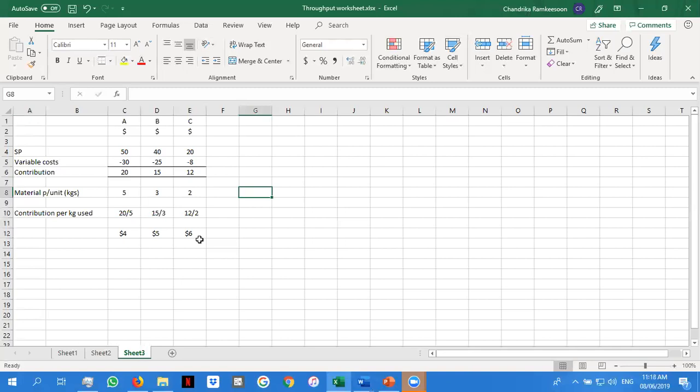Now, that is the same concept used with throughput, except with throughput, the only variable cost to remember is material. So we will do the same thing as what was done here, except for variable cost, we will be using material, not material and labor and any other variable cost, only material. And this is how what we just did here is both different and similar to what has to be done under throughput contributions.